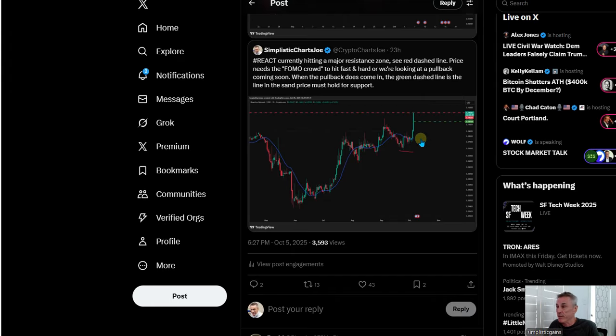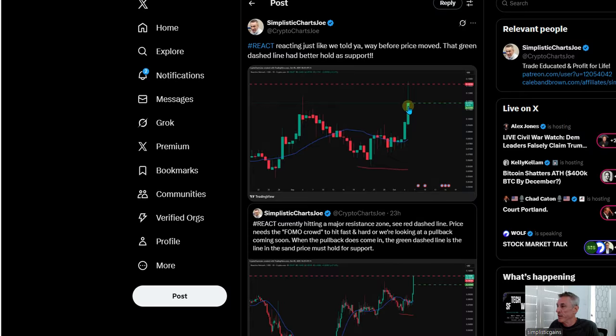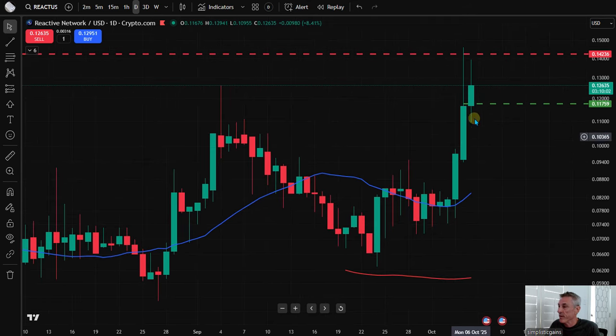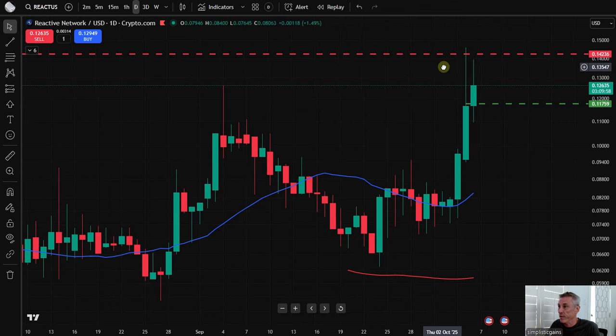And then eventually, as you can see from the next post, the second one, we called the exact support location. Let's go to the present chart of React, and it held that green dash line. So we called the resistance at the red dash line, and said that the line in the sand, so to speak, on the chart was the green dash line. And so far we're holding that.